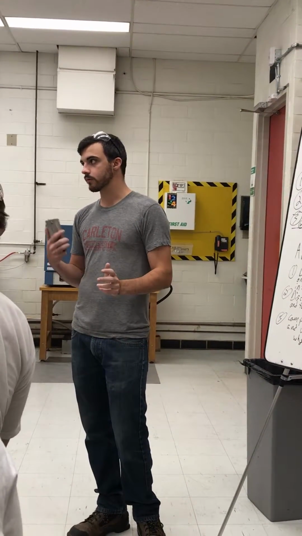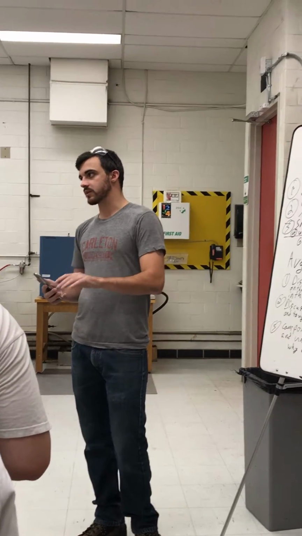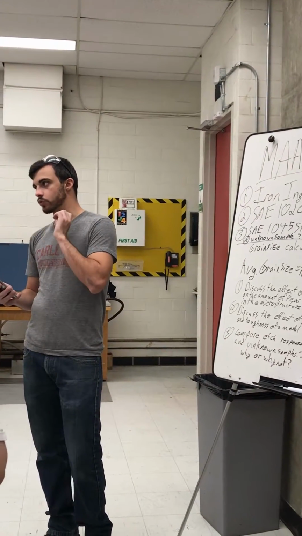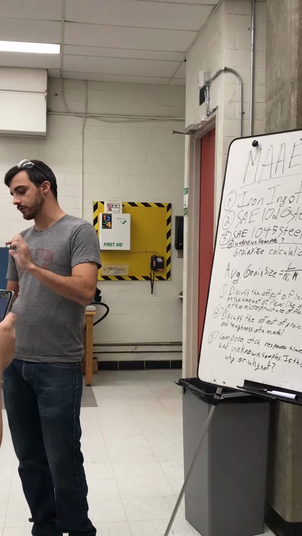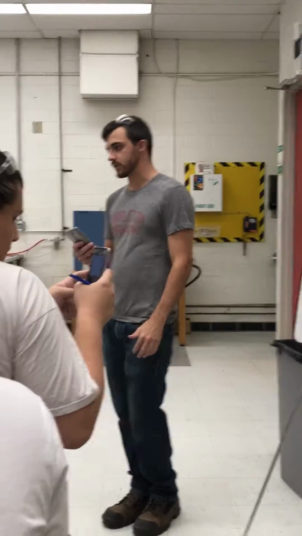Do we put that in our summary? No, do not put that in the summary. Put that in your additional observations where you identify your unknown sample. There should be a line that says what is the unknown sample.